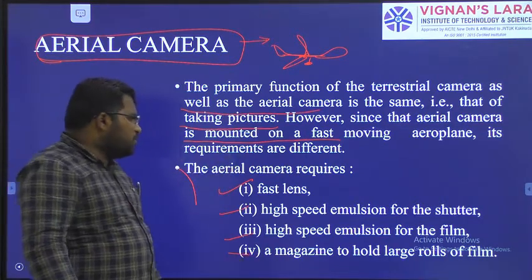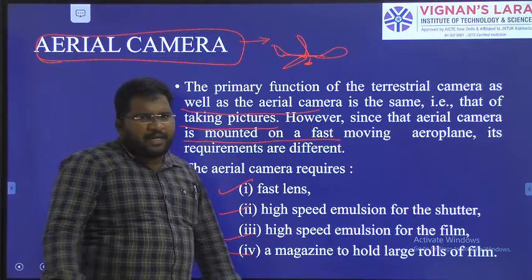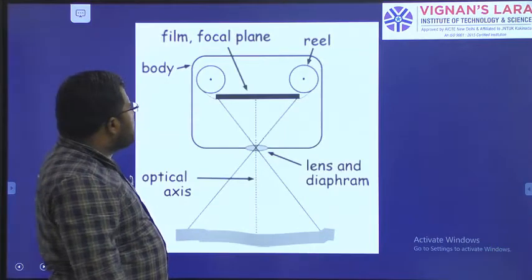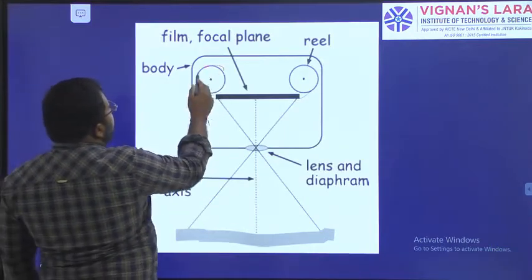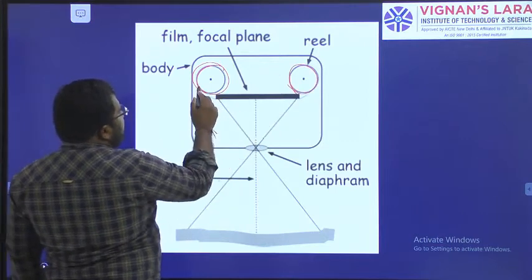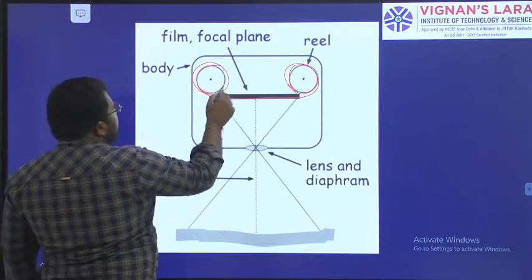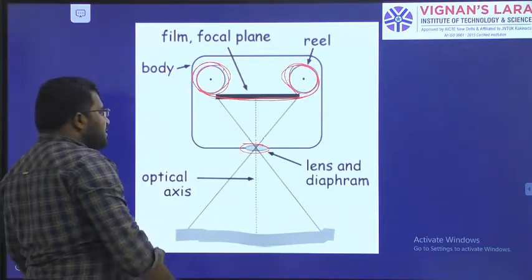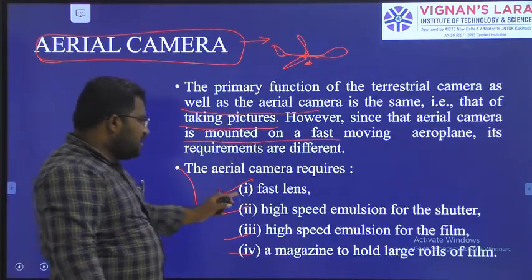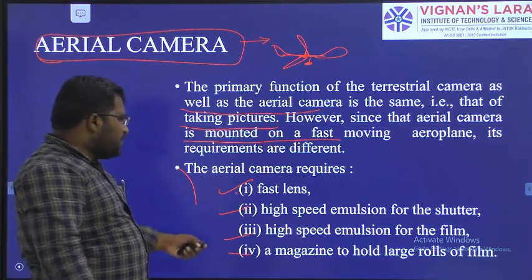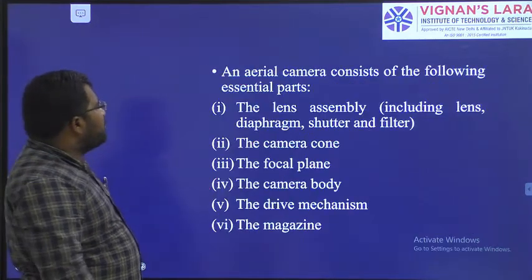Then a magazine to hold large rolls of film. You can see here this is the reel, and this is called the magazine, to hold the film, and the film has to move very fast. We have a shutter and a lens. So: fast lens, high speed shutter, high speed film, and a magazine to hold a large number of photos.